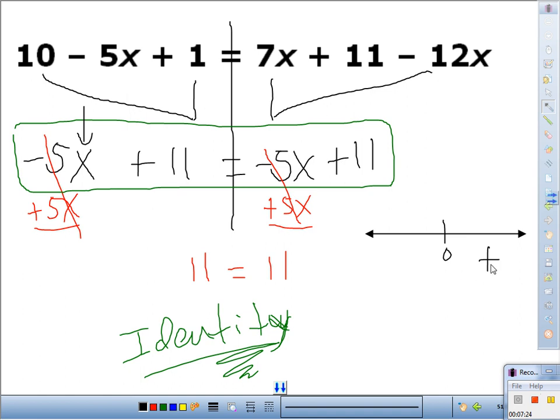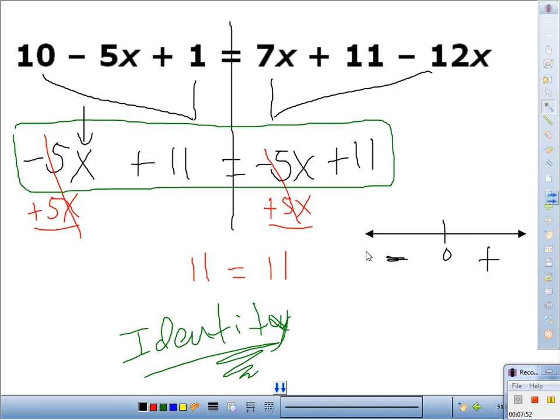Doesn't matter which one, but for right now, I'm going to pick 1. What is negative 5 times 1, plus 11? 6. What would we get on this side? The same, because they are identical, or an identity. And does it still work? 6 equal to 6? Yes, it's true. What if I substituted a negative number? Doesn't matter which one. What would I get on this side? The same as the other side, because it's an identity.